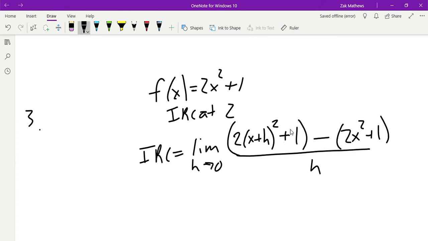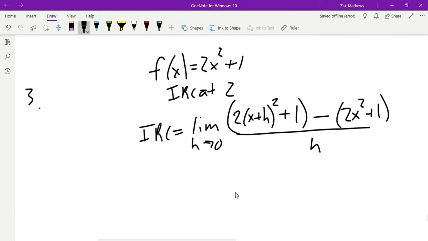When I put the parentheses around the f of x plus h, that was merely for effect, so we can see this is our f of x plus h. But here, the f of x, I've got to keep that in parentheses because we have to remember to distribute that subtraction. So now we're just going to simplify.